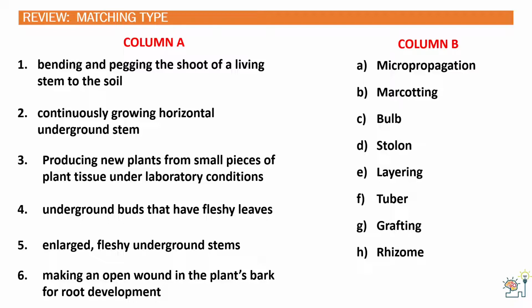So let's put your knowledge to a test. Let's have a little matching type. We're going to be matching column A numbers with the answer on column B. Let's start with number 1. Bending and pegging the shoots of a living stem to the soil is what? Is it A, B, C, D, E, F, G, or H? The answer to this is layering, letter E. Number 2, continuously growing horizontal underground stem. What is that? That is called a rhizome, letter H.